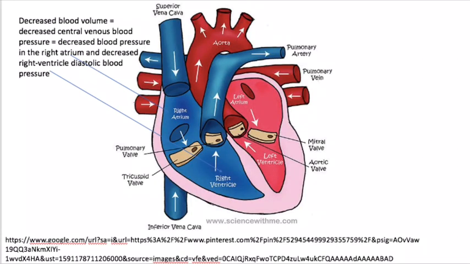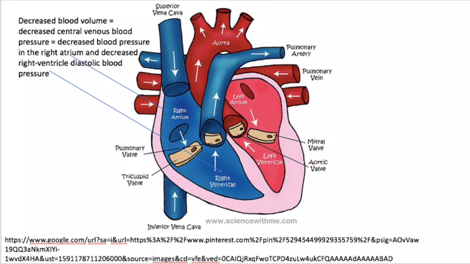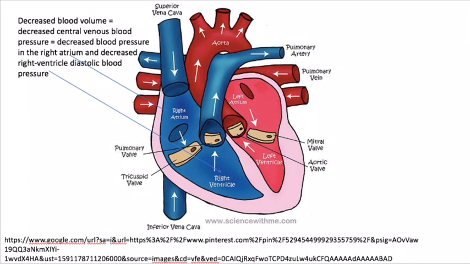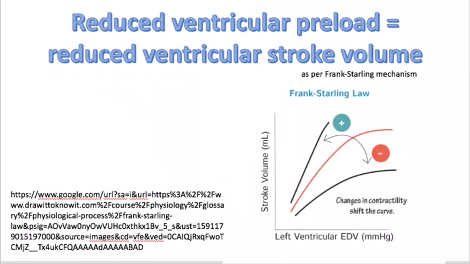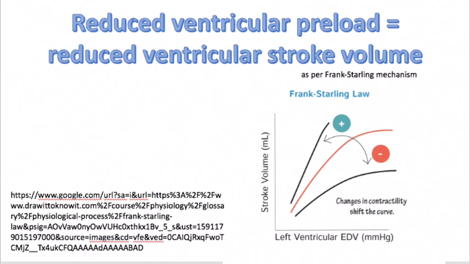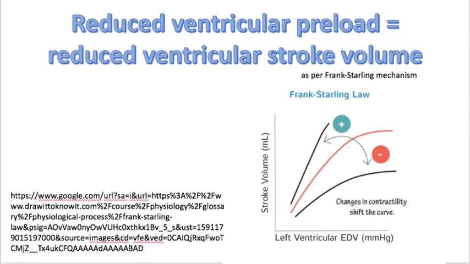A decrease in blood volume decreases the central venous blood pressure, which decreases the blood pressure in the right atrium of the heart, where the heart first receives the venous blood. It also decreases the blood pressure in the right ventricle of the heart just before it contracts, referred to as the right ventricle end diastolic pressure. Together, this results in reduced ventricular preload, which refers to the amount of sarcomere stretch experienced by cardiac myocytes at the end of ventricular filling during diastole.